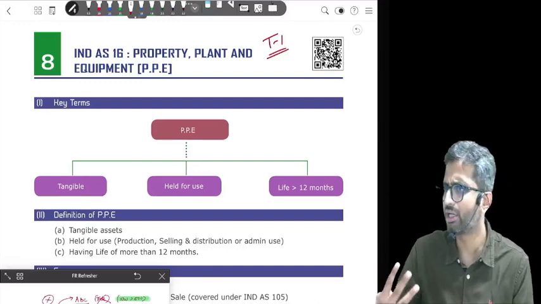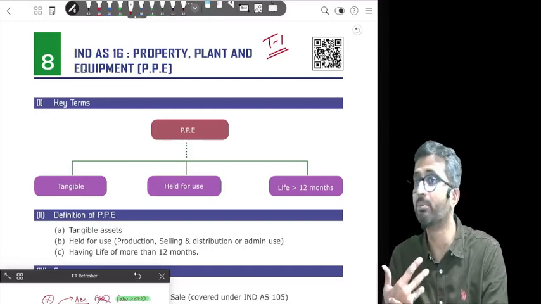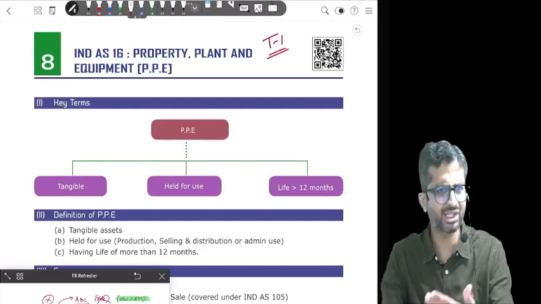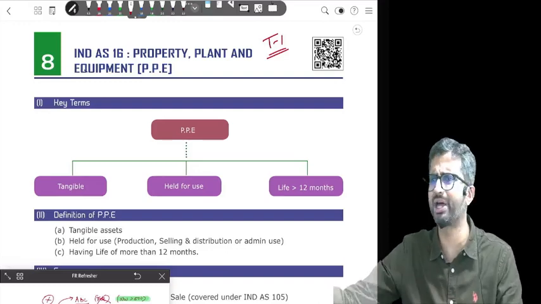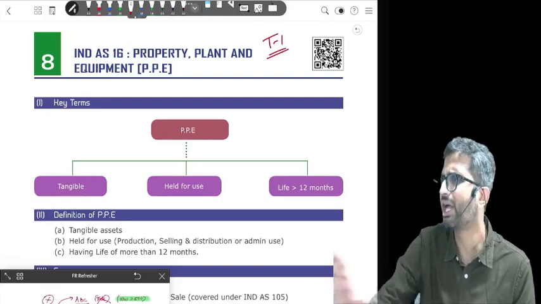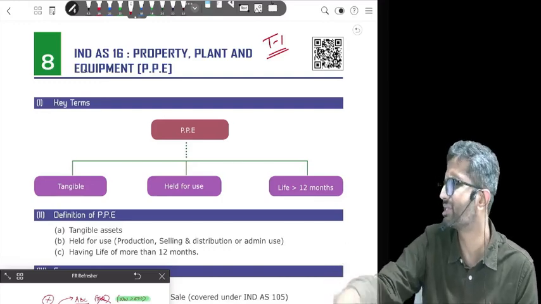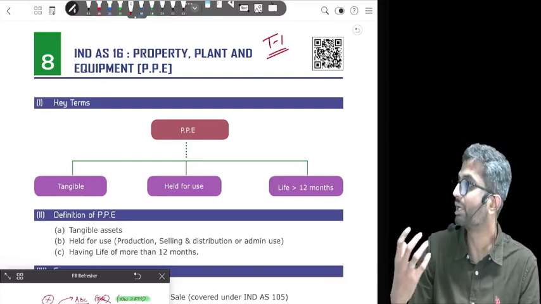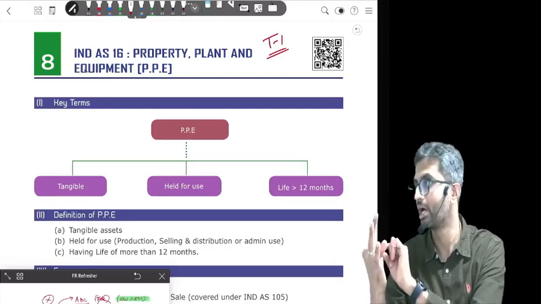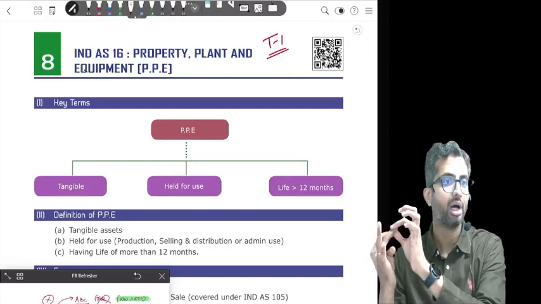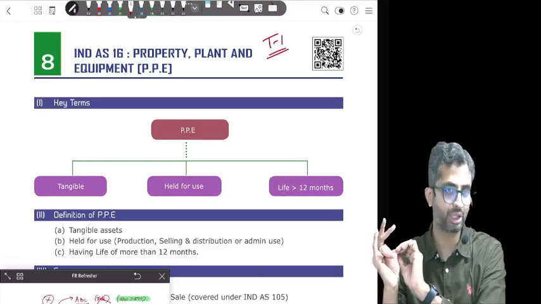And third, it has to have a life of more than 12 months. Otherwise, stores and spares, consumables, etc., have a life of less than 12 months. We will say, no, this is not covered. So it has to meet 3 check boxes: tangible, held for use, and life more than 12 months.